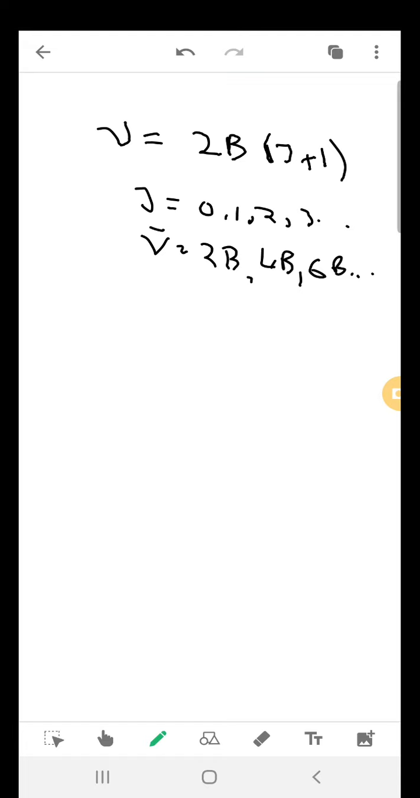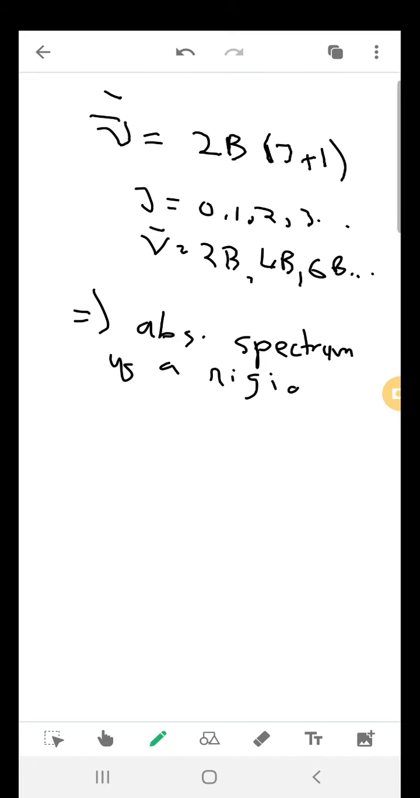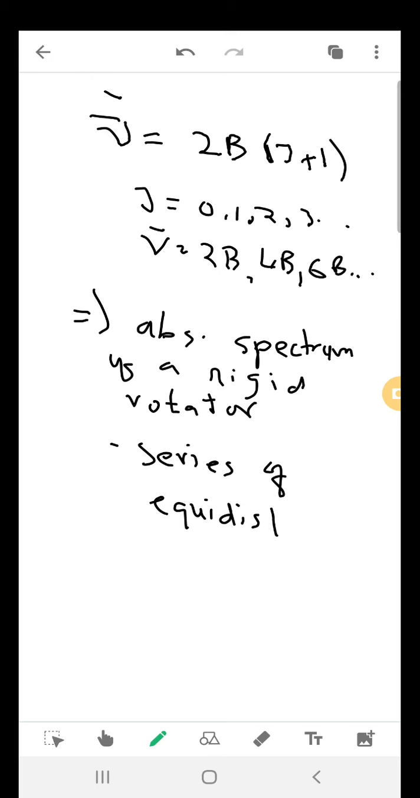So it implies that the absorption spectrum of a rigid rotator should consist of a series of equidistant lines with a constant separation of 2B.